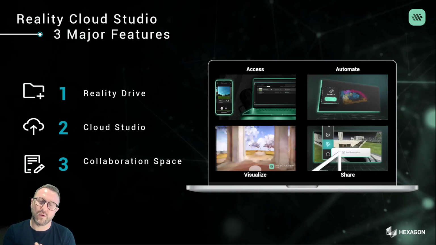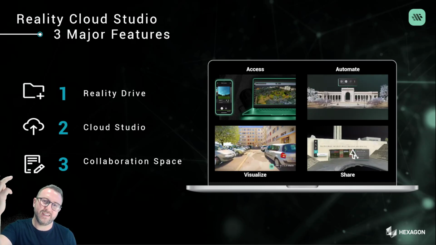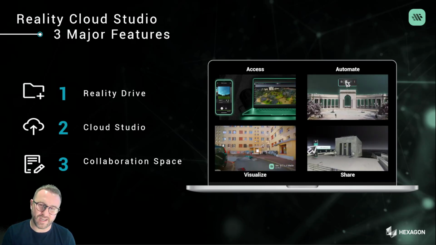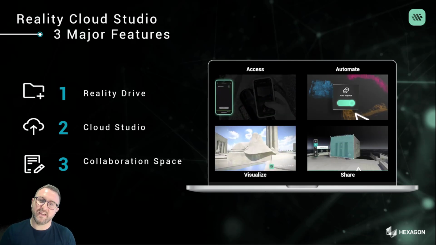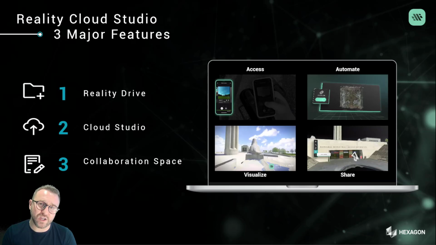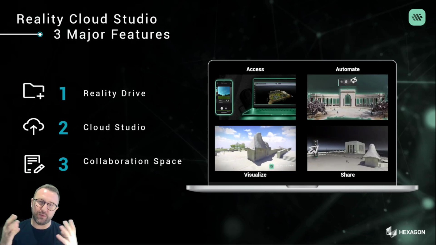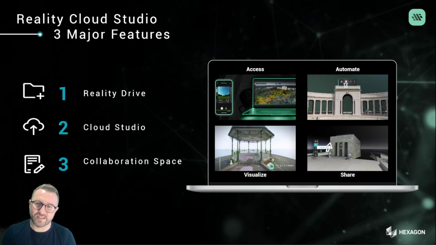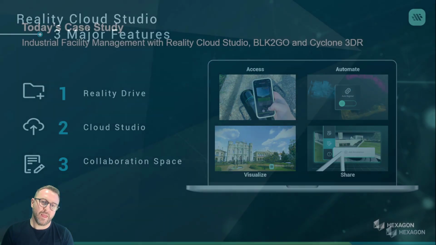So that is the workflow that Yannick will be describing today, obviously streaming the data that's been uploaded to Reality Cloud Studio down into 3DR to start working with it. And of course, it's all about accessing the data, automation, because we have automatic mesh generation, some automatic registration, visualizing that data with these beautiful meshes or point clouds. It's entirely up to you, and then obviously sharing that data as part of the collaboration space.